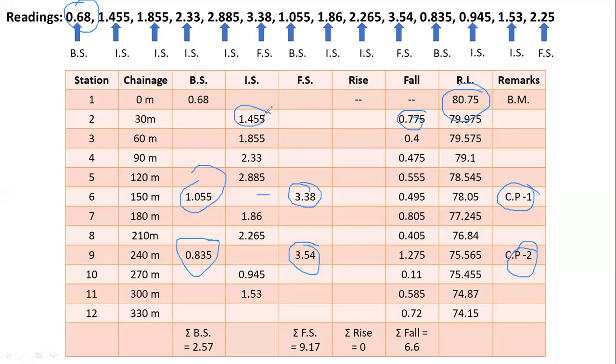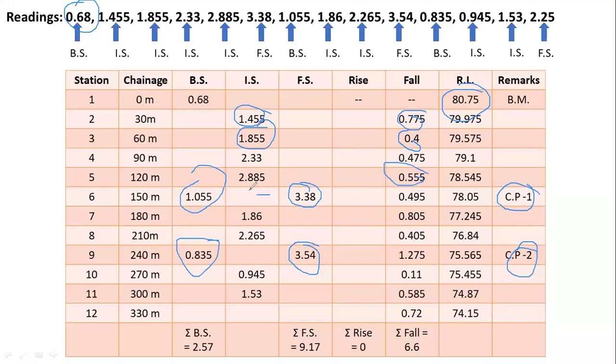Again IS minus IS, this IS minus this IS. The answer is negative, so the reading is put in the fall column, right? So 1.455 minus 1.855, the answer is minus 0.4. Then 1.855 minus 2.33, IS minus IS, so the answer is minus 0.475. So the reading is put in the fall column. Again IS minus IS, means 2.33 minus 2.885, again the reading is negative, so put in the fall column. Okay.